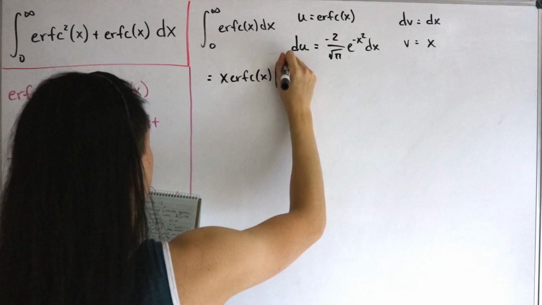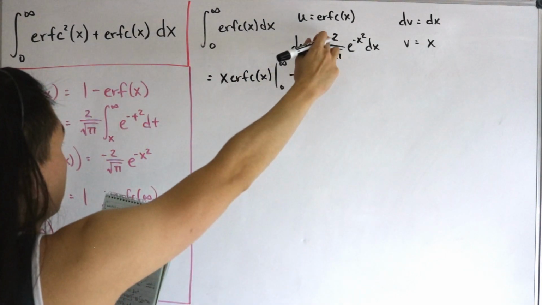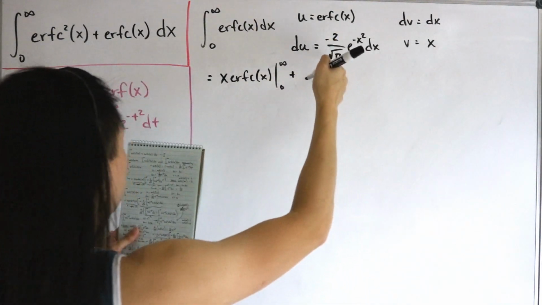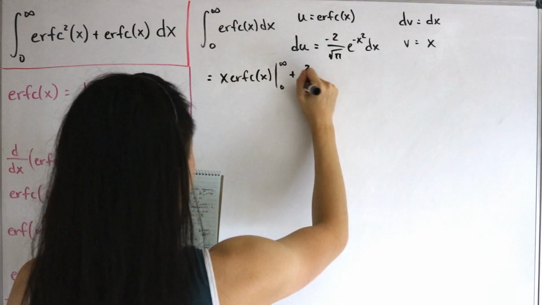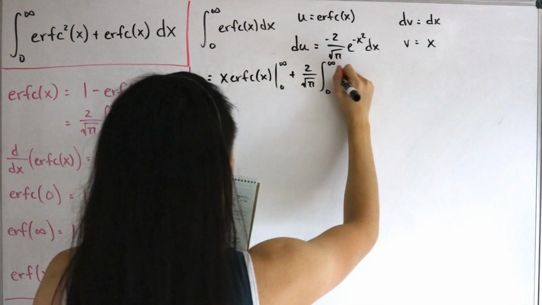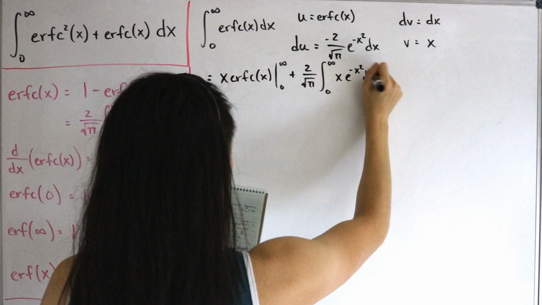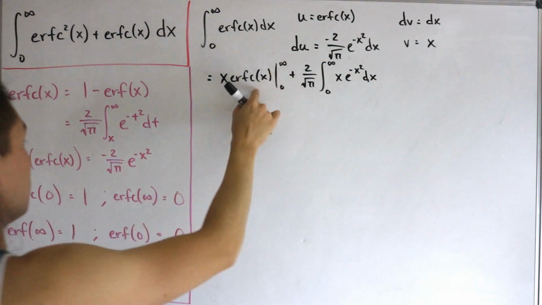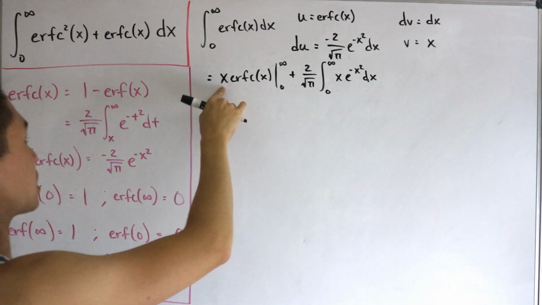Evaluate this from 0 to infinity, and then we subtract, but we can also factor out this minus over here, so that means this is going to be a plus. Then we have a 2 divided by the square root of pi, which can also be factored out. Then we have our integral from 0 to infinity of x multiplied by e to the power negative x squared dx. From here, if you plug in your bounds, if I plug in infinity, that's going to be equal to 0, but I also have an infinity times 0.